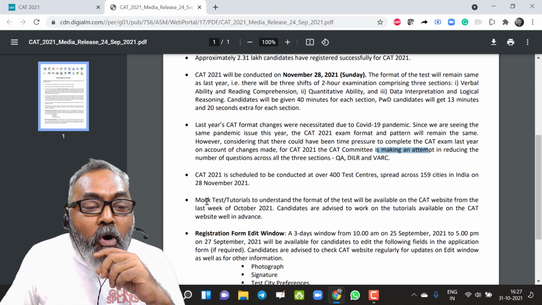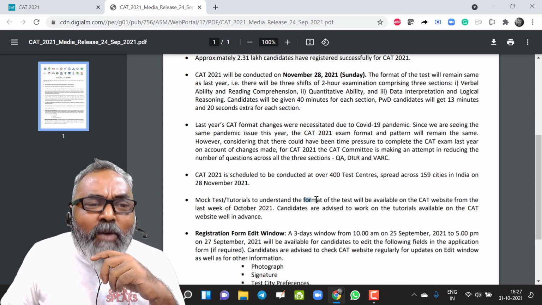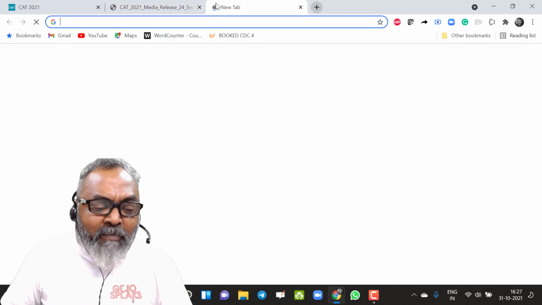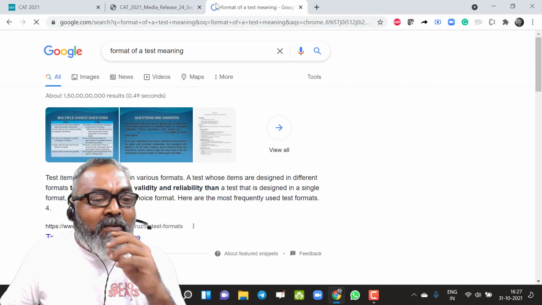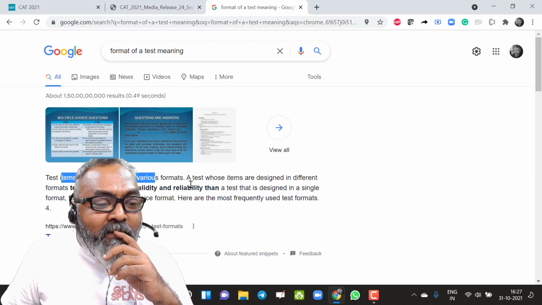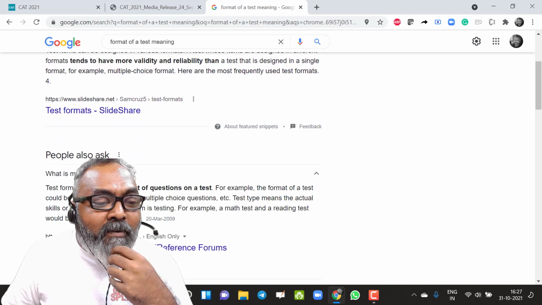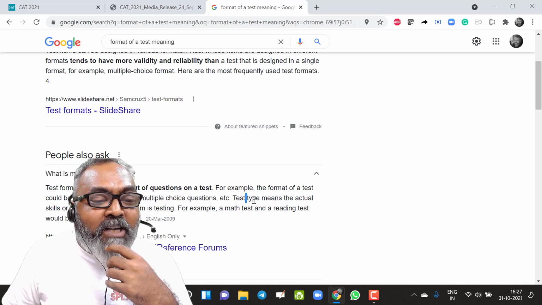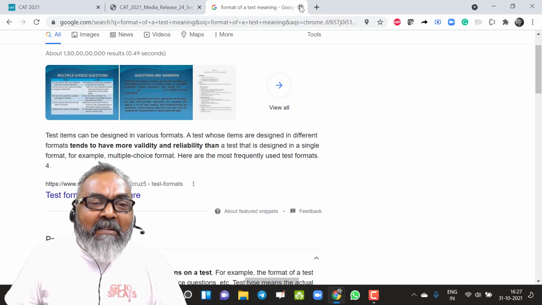And then it says a mock test tutorial to understand the format of the test. I need to understand what format means. Format of a test meaning, let's check that. What is the format of a test? Test format: the layout of the questions of the test, 2 essays, 50 multiple choice questions, etc. What is the pattern of the test? Okay, let's go with that meaning. That seems to be the case.